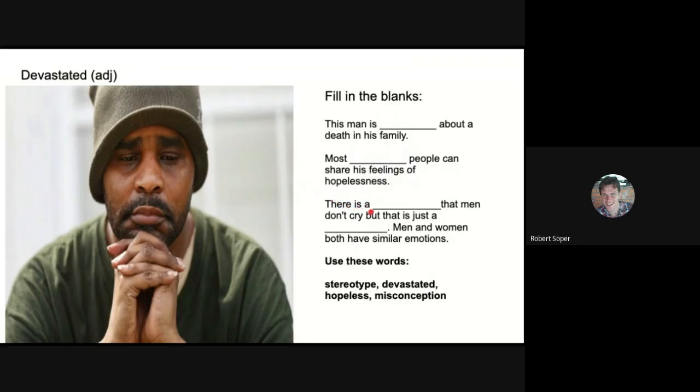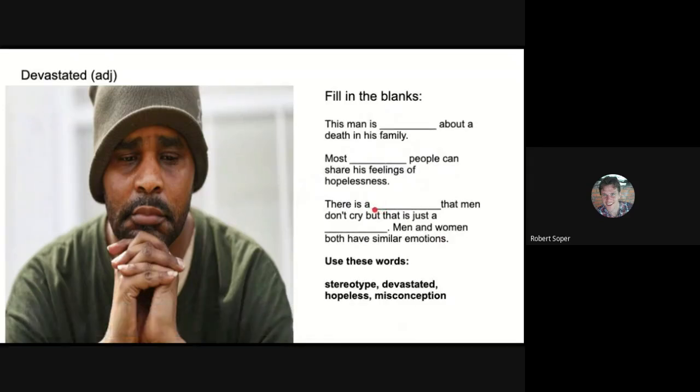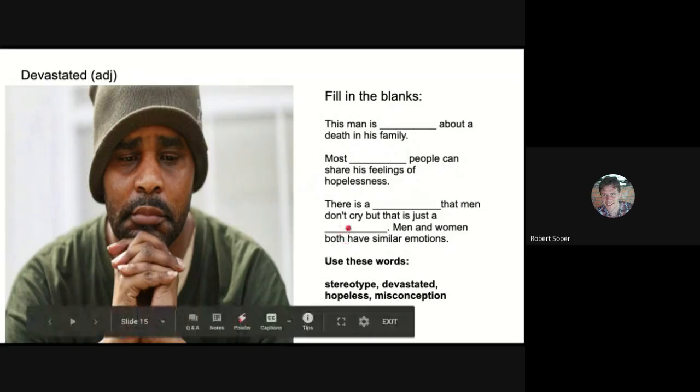There is a misconception that men don't cry, but that is just a stereotype. Men and women both have similar emotions. So what it means here is that there is an idea that's wrong or untrue, that men don't cry, but that is just a stereotype. It's a widely held belief that in this case is wrong. Men and women both have similar emotions.